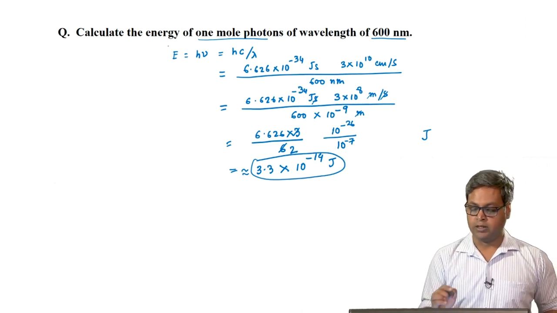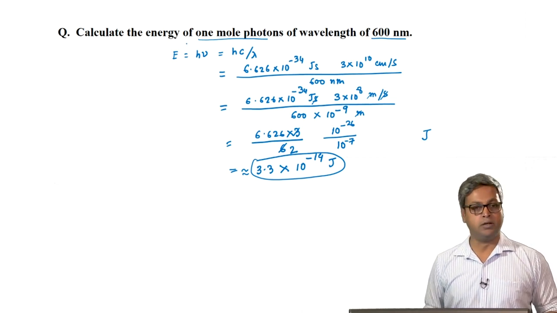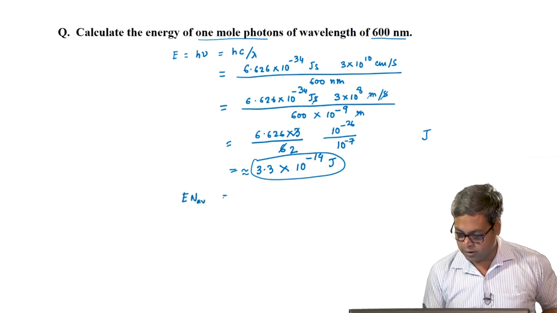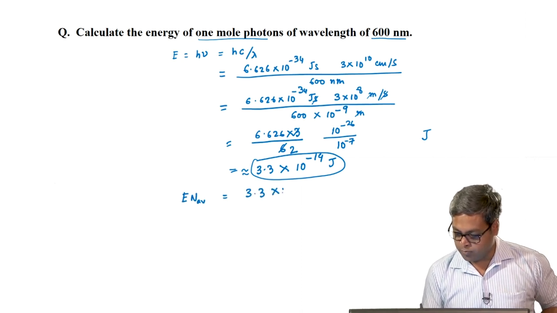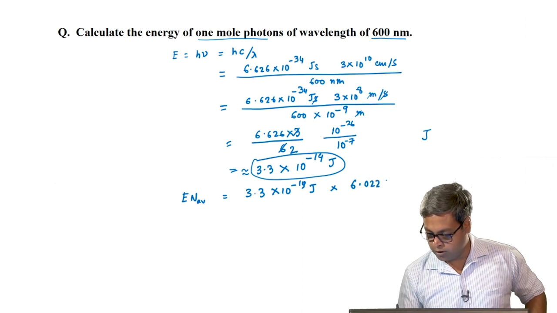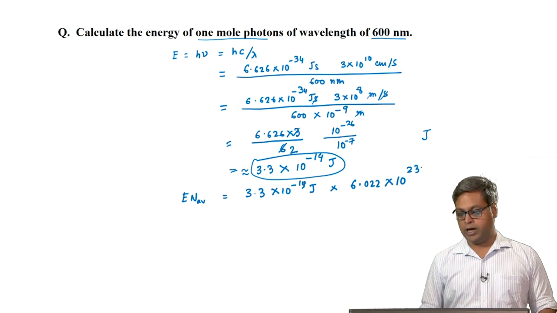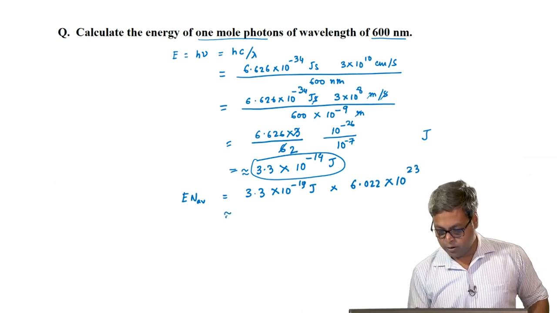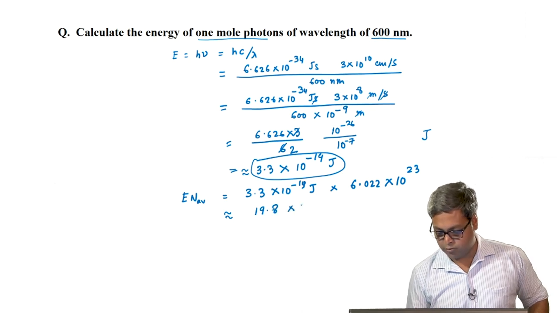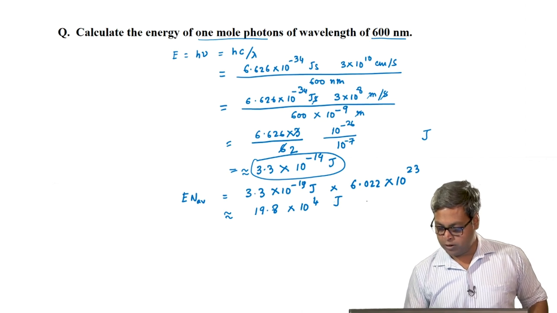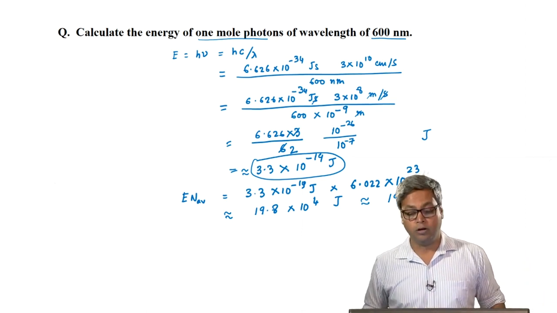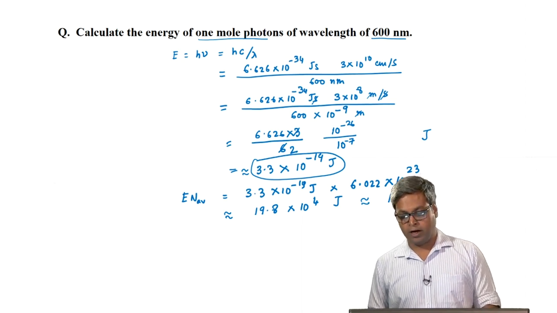Now, we have been asked to calculate the energy of 1 mole of photons. So, we have to multiply our answer with the Avogadro number. For 1 mole of photons, the energy is E times N Avogadro. That is 3.3 times 10 to the power minus 19 joule for one photon, and we multiply with the Avogadro number, 6.022 times 10 to the power 23. If we actually do this multiplication, we end up with something around 19.8 times 10 to the power 4 joules, which we can write as 198 kilojoule. So, the energy of 1 mole of photons of wavelength 600 nanometer is around 198 kilojoules.